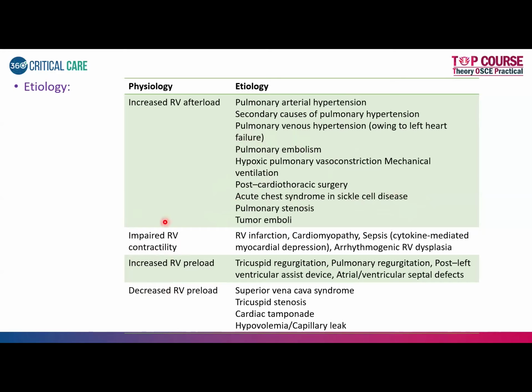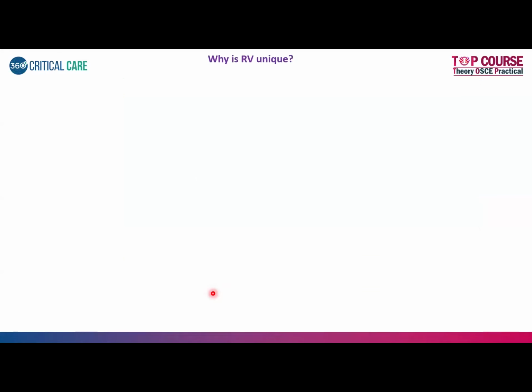Impaired right ventricle contractility when the patient has come with an RV infarction, cardiomyopathy, sepsis, okay, arrhythmogenic RV dysplasia. Then increased RV preload, it can happen in TR, in PR, in post left ventricular assist device, and in septal defects. Decreased RV preload in superior vena cava syndrome, tricuspid stenosis, cardiac tamponade, hypovolemia, and even capillary leak.